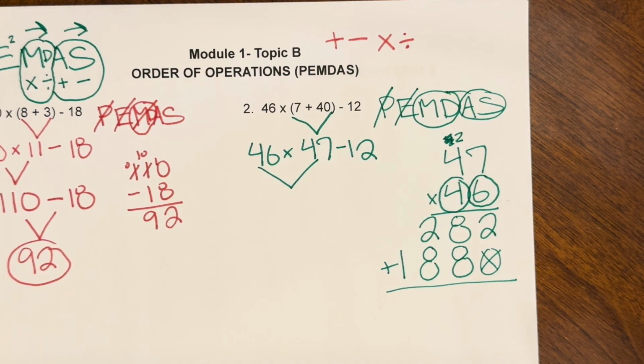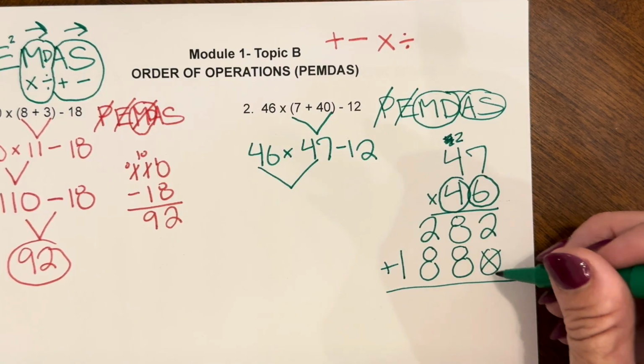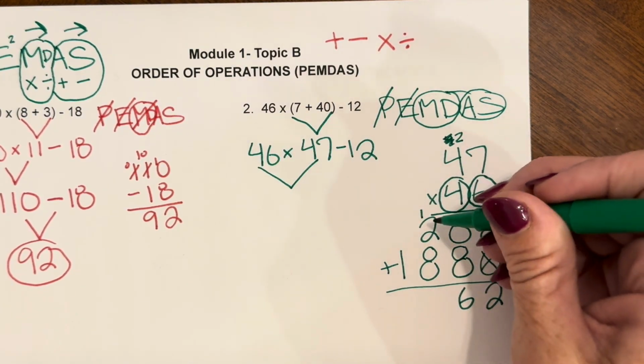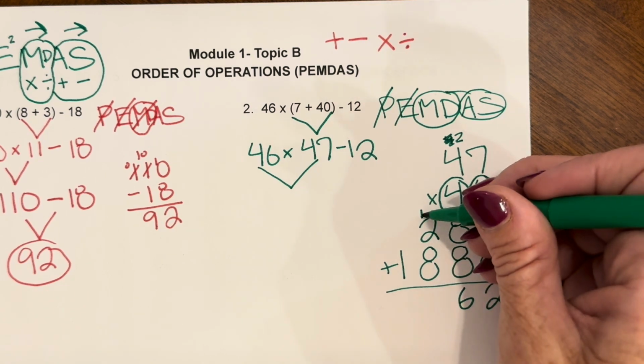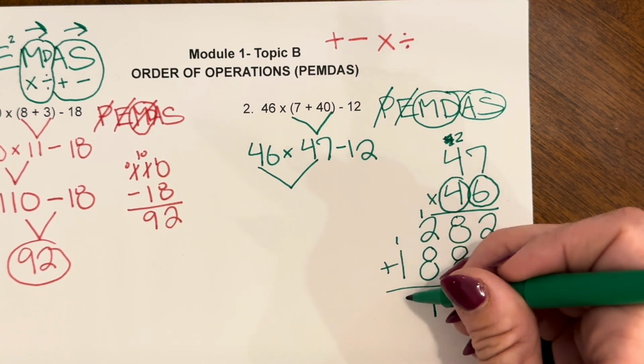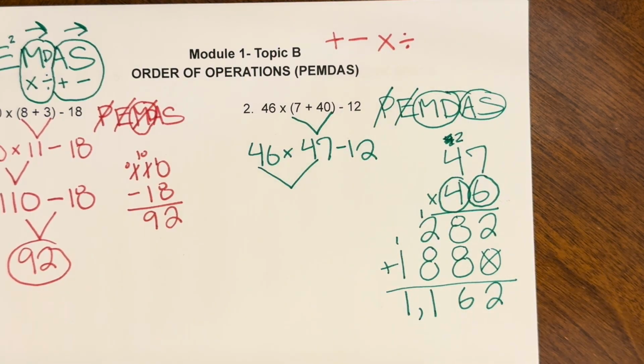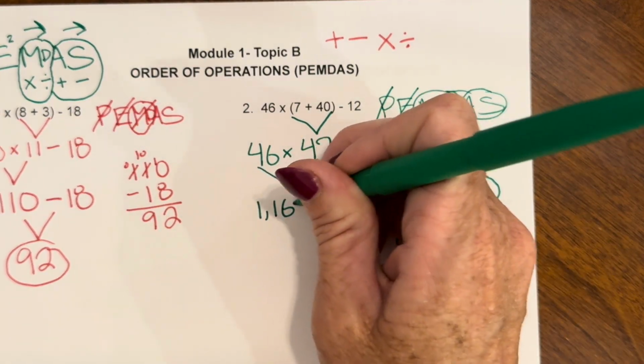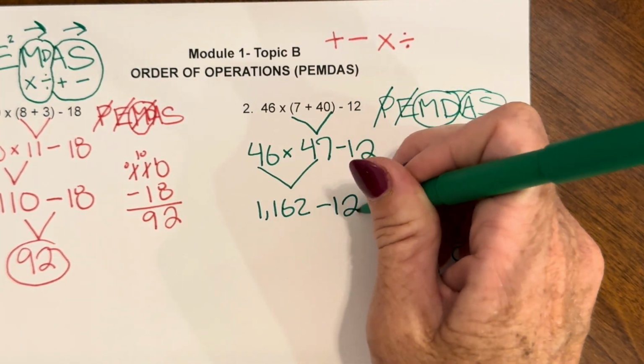So let's add our two partial products. So 2 plus 0 is 2. 8 plus 8 is 16. 2 plus 8 is 10, plus 1 more is 11. So I'm getting our product is 1,162. And then we're going to bring everything else down.